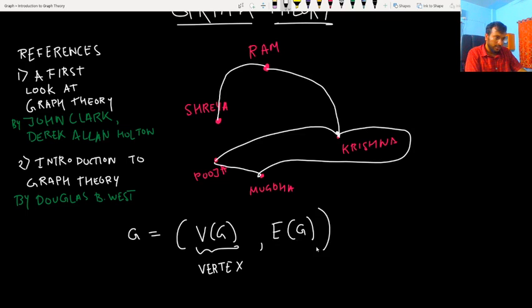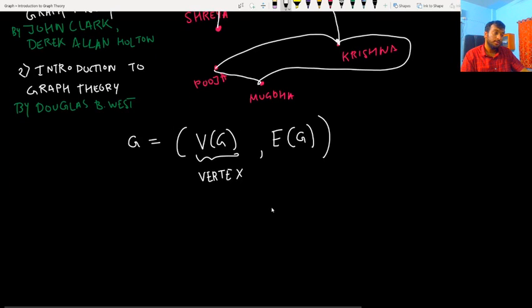So a graph is nothing but two sets: a vertex set and an edge set. The vertex set is a non-empty set here, but the edge set can be empty. I mean, there could be no friendship between people. It depends on how we define a graph. But we could take the edge set also to be non-empty.